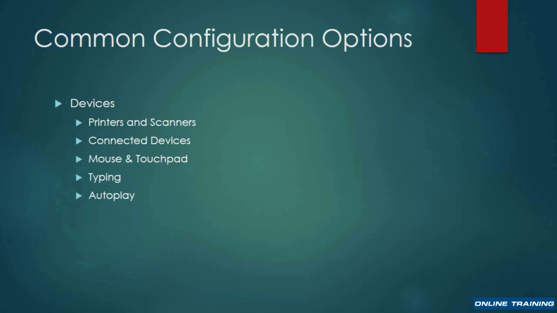Control Panel options for doing that, but you can configure mouse click speed, double click speed, things like that, as well as touchpad settings in that area. And we have typing, which was autocorrect configurations, autoplay, what's going to happen when you insert USB devices, what's going to happen when you insert a camera card or an SD card, for instance.